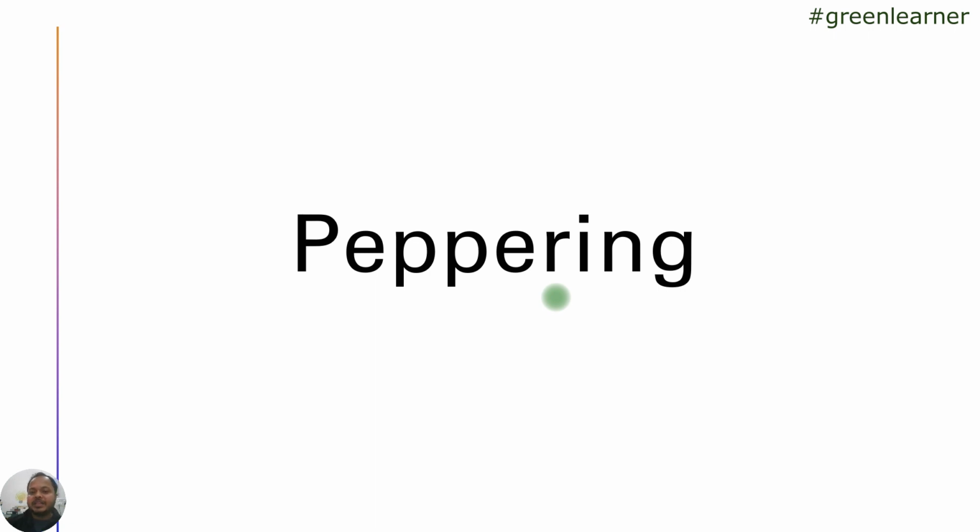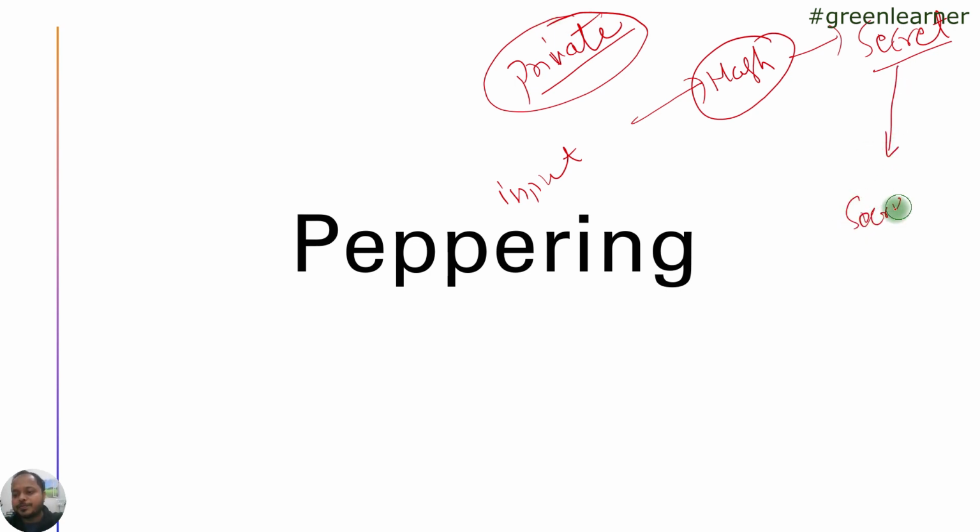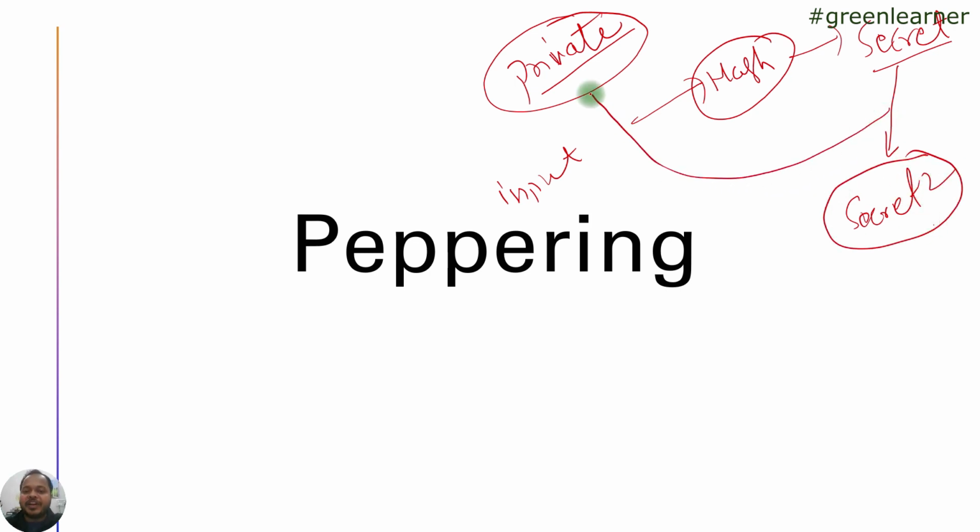But peppering involves a private key. I hope you will be able to relate to this one. Some private key is there that is not stored along with the hashed password. So we have input, we have the hash function, and we have the secret. Now what the peppering concept says is that you use a private key to further encrypt this secret, get the secret too, and store this in the database.